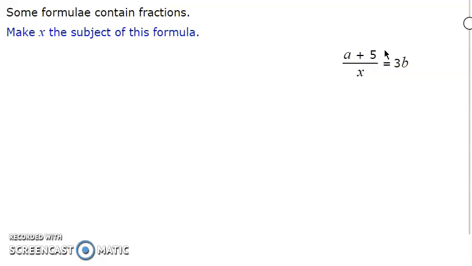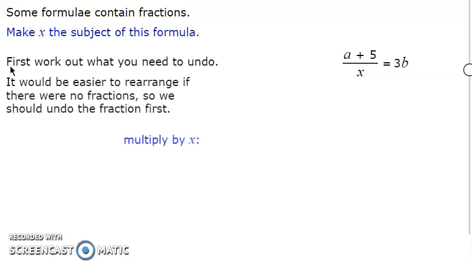Now some formulas or equations will have fractions, and you are required to make x the subject, as for example in this case. First you need to work out what you need to undo. It would be easier to rearrange if there were no fractions. So first we should undo the fractions. The fraction is in the denominator, so in order to undo it, you multiply both sides by x.